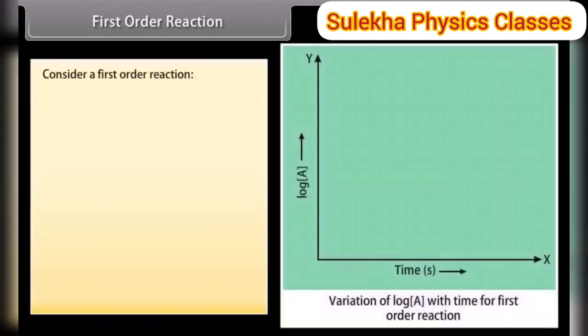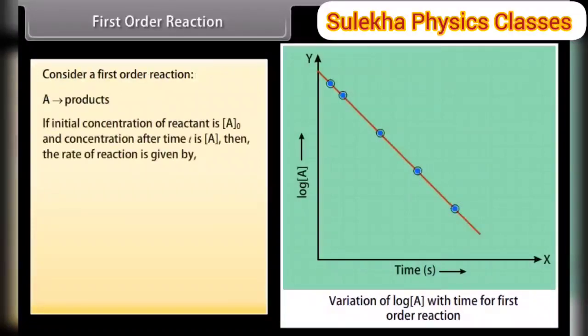First-order reaction. Let us consider a first-order reaction in which A is changing into products. If the initial concentration of reactant is [A]0, and the concentration after time t is [A], then the rate of the reaction is given by minus d[A] by dt is equal to K times [A]. It can be written as minus d[A] upon [A] is equal to K dt.